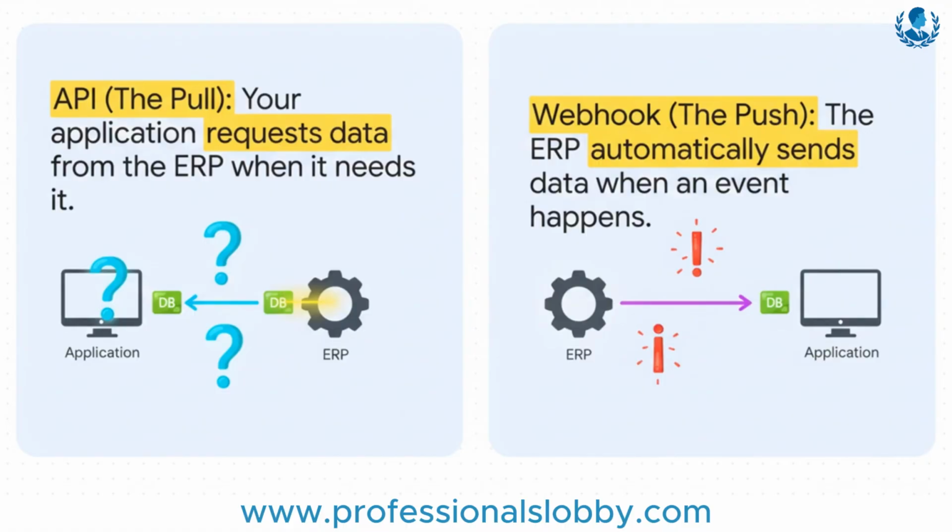And here's where it gets really cool, the direction of the conversation. With a normal API, your website has to keep pulling data from the ERP. It's constantly asking, hey, any new orders? Any new orders yet? But with a webhook, the ERP pushes the information out the second something happens. The moment a new order comes in, bam, it sends it to your other systems. That push is what makes real-time business possible.